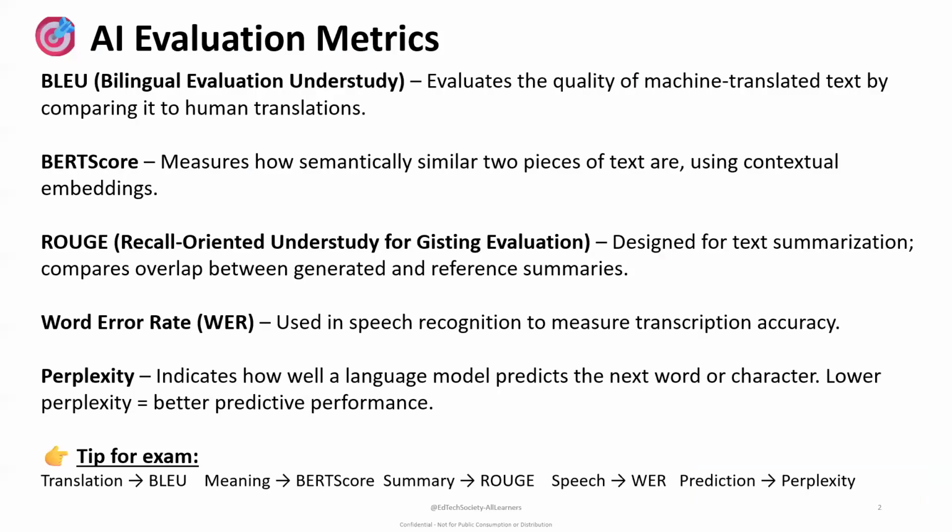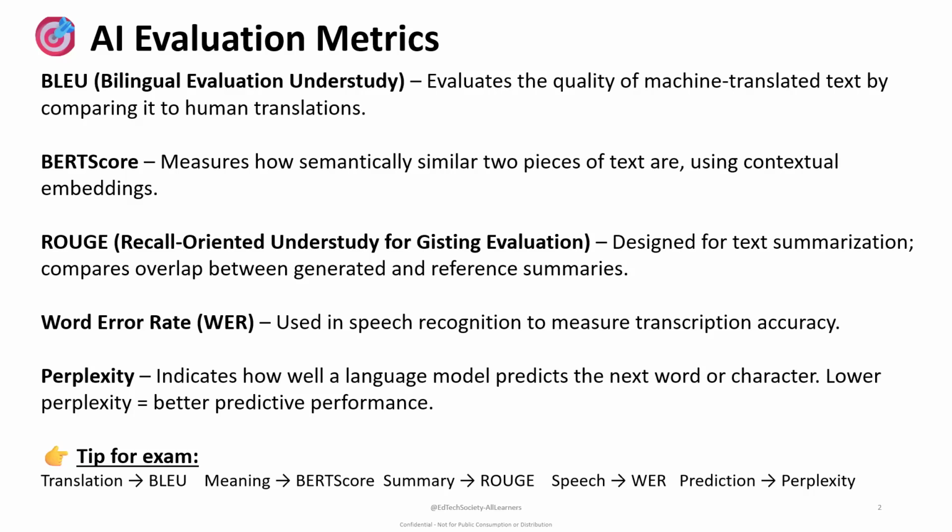Let's quickly cover 5 key AI evaluation metrics you need to know for the AWS AI Practitioner exam. First is BLEU, which stands for Bilingual Evaluation Understudy. It is used to assess the quality of machine translated text against human translations.